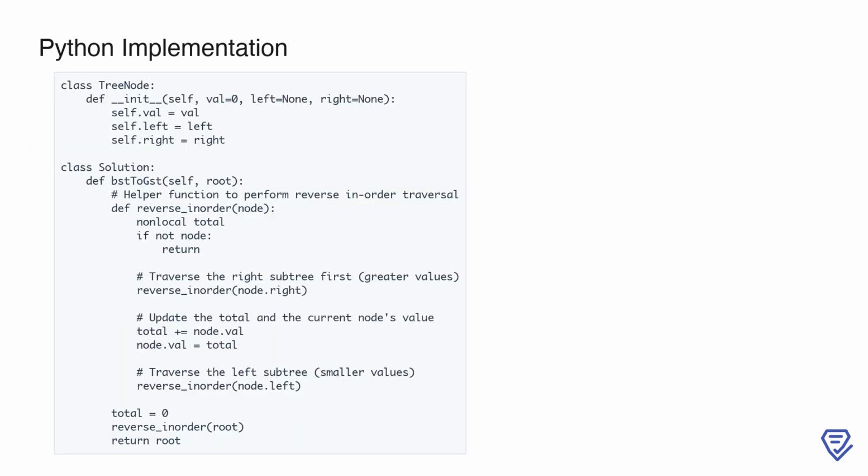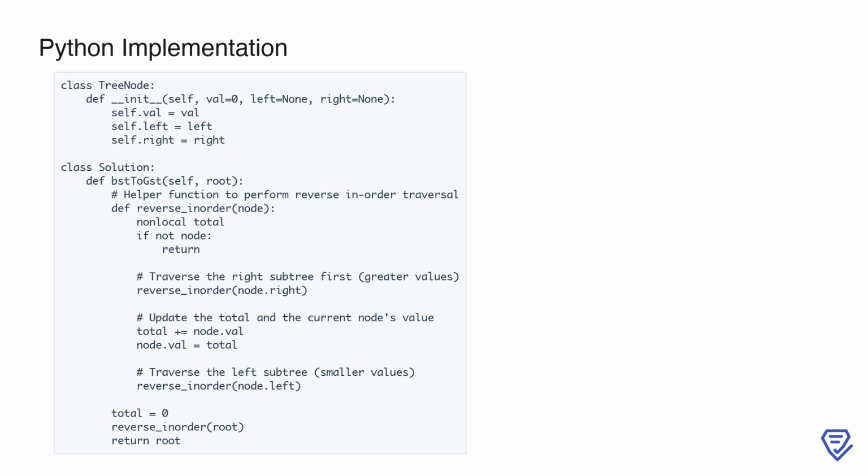The given Python solution converts a binary search tree, BST, into a greater sum tree, GST. The GST is defined such that each node's value is replaced by the sum of all values greater than or equal to it in the original BST. The solution defines two classes, TreeNode to represent the tree nodes and Solution containing the BST to GST method that performs the transformation. Key steps in the code. 1. TreeNode class. This is a utility class representing a node in the binary tree. Each node contains a value, val, a left child, left, and a right child, right.